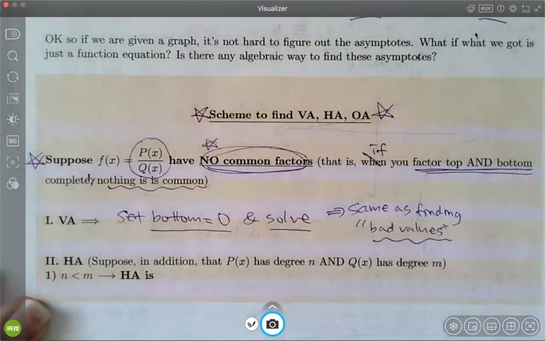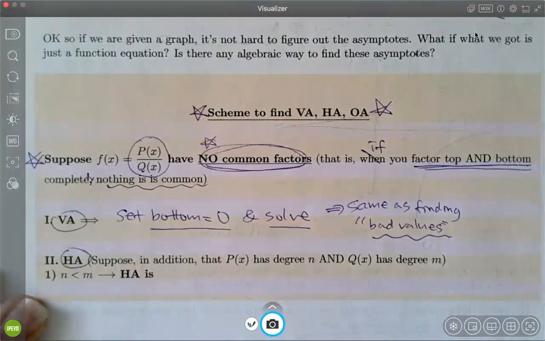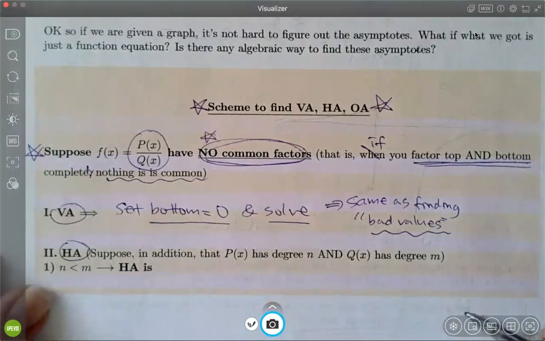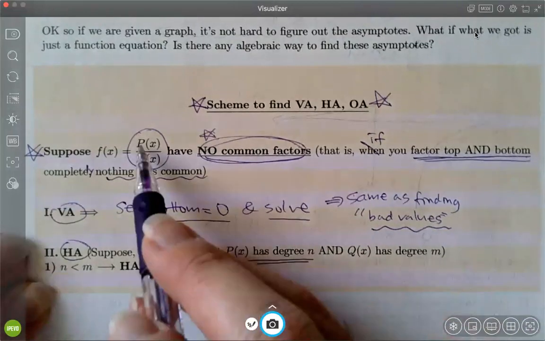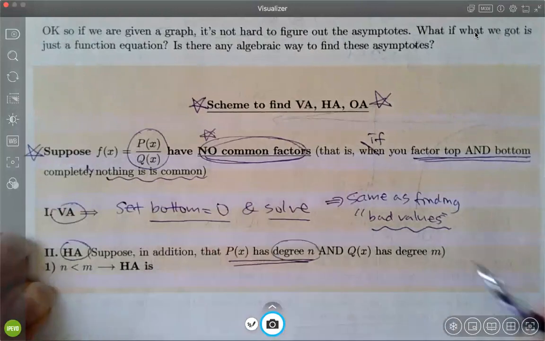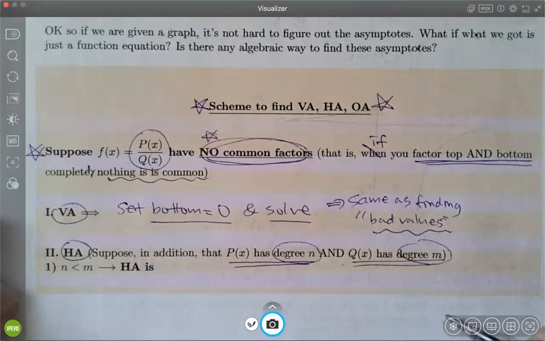Now, the horizontal asymptote. The common misunderstanding that people make is, oh, so now we set top equal to 0 and solve. No, for the horizontal asymptote, we look at the degrees. Remember, the degree means what? The largest exponent, right? So suppose P of x, which is the top one, has degree n, and the bottom one, Q of x, has degree m. Now, there are 3 cases, but the last case can be split into 2 sub-cases.